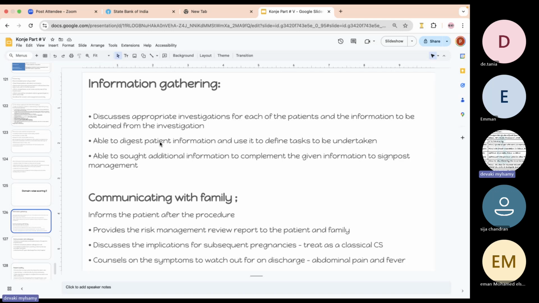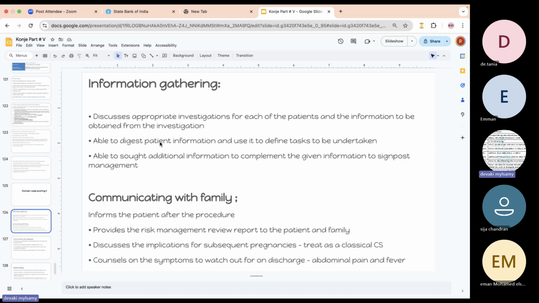Whatever information has been given to you, interpret that information and then make a clear management plan. That is again information gathering. Whatever has been given to you is one thing, and what investigation you would like will be another point in the information gathering.